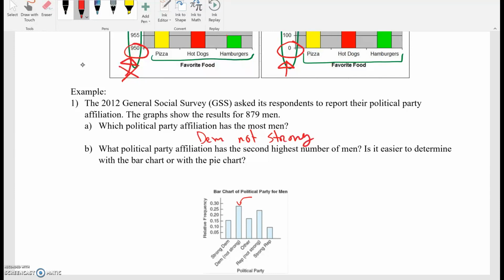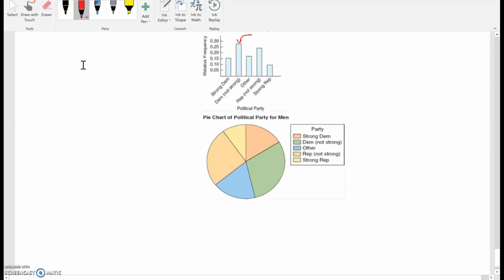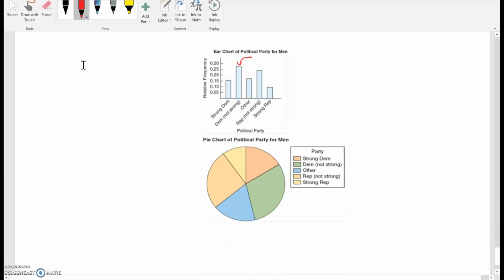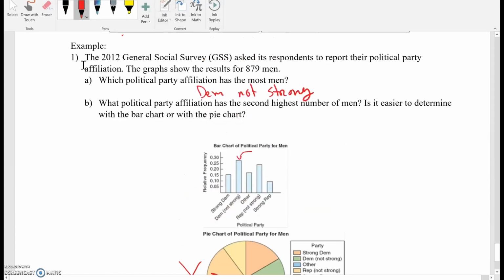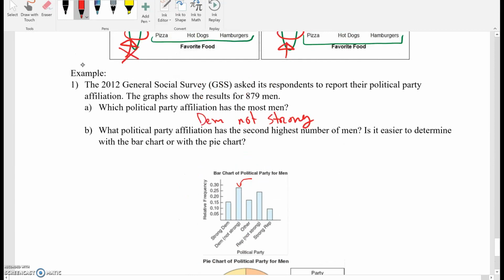Okay. Now, could you have looked at the pie chart? Of course you could. So Democratic, not strong, well, that will be this one. Oops, sorry, I wrote down the wrong one. It is this one. Okay. But still, without a legend, it's really difficult to see how this one compares to everything else. So we would just prefer the bar chart instead. So the political party affiliation that has the most men will be Democratic, not strong.